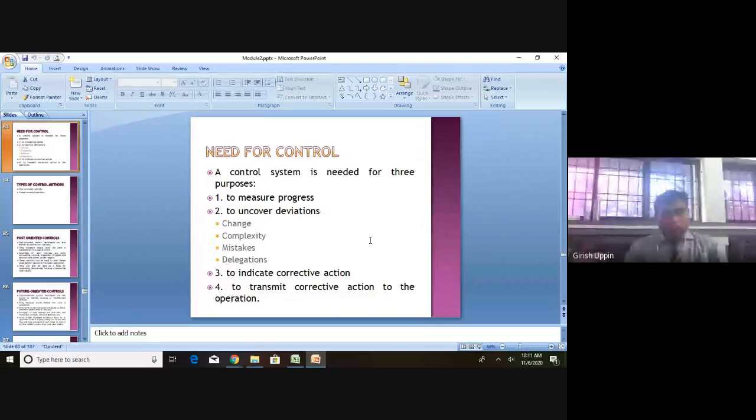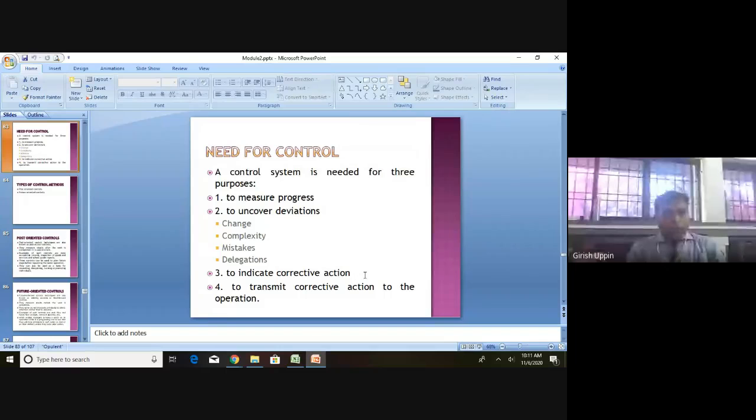And the need for the control, we already saw it. It helps us to measure the progress, how much work has been done. It will give us a good idea. The control mechanism will tell us whether 50% work is complete, 60% is complete, 70%. So it will show us the progress, and if there are any variations or deviations, it will uncover those. Whether due to change or complexity or mistakes or delegation, due to any of these reasons, if there are any deviations in the work from the set standards, it will uncover those deviations.